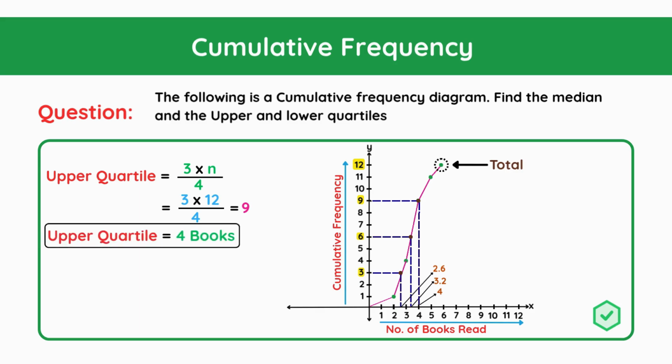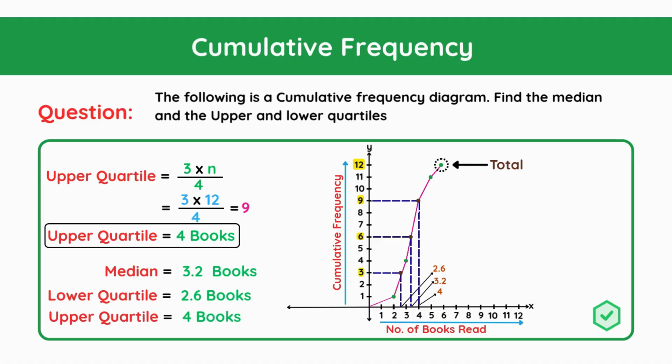So from one diagram, just by tracing across and dropping down, we've pulled out the median of 3.2, a lower quartile of 2.6 and an upper quartile of 4. No heavy calculation at all.